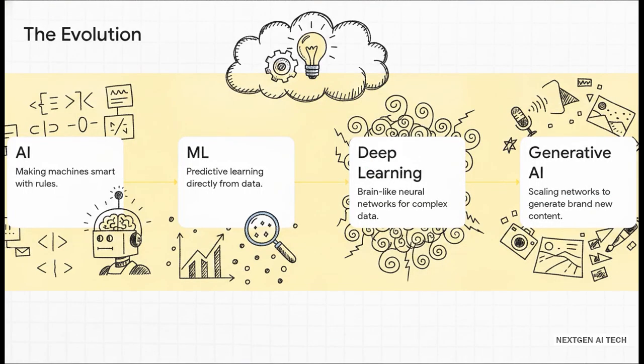So let's trace this whole evolution one more time to see how it builds. We start way out with the big dream of artificial intelligence. Then we figure out it's better to let systems learn from data, which brings us to machine learning. Then we build these layered brain-like networks to handle complex data, getting us to deep learning. And finally, by scaling those deep networks up to massive sizes, we get the generative AI chatbots we use today.